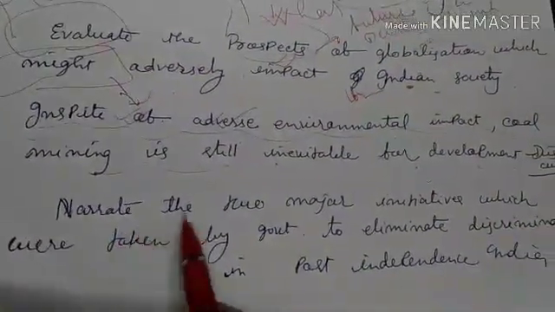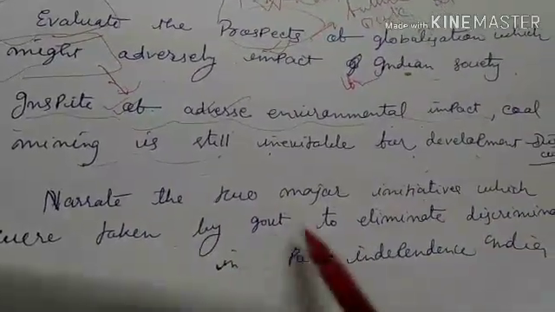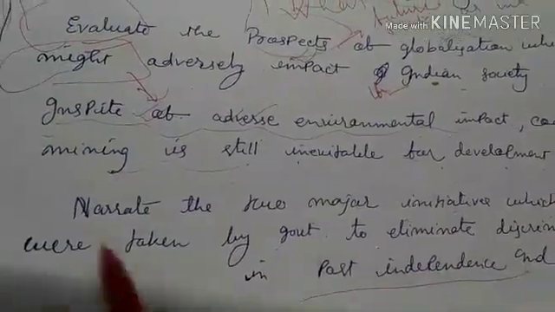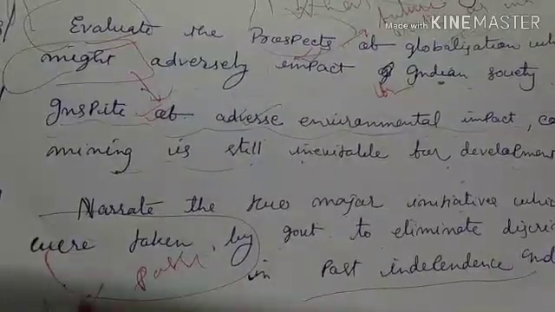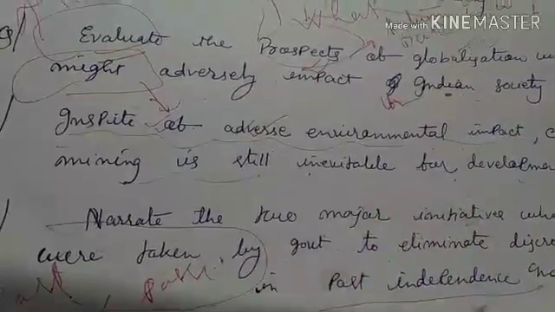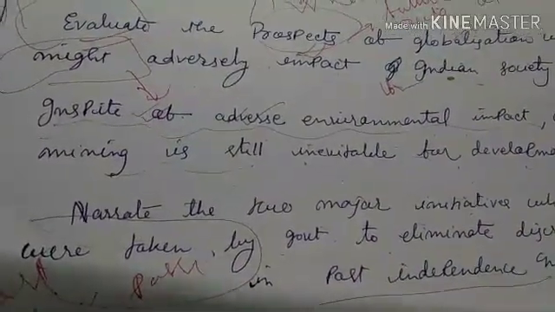Again, see question number 4. Narrate the two major initiatives which were taken by government to eliminate discrimination in post-independence India. "Were taken" is a passive form, and that happens in the past. That means we are asked to narrate the major initiatives which have already been taken by the government in post-independence India.